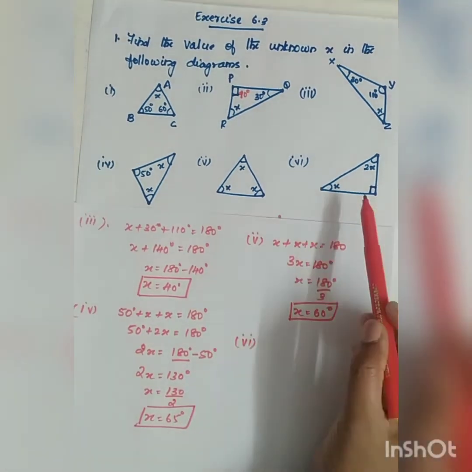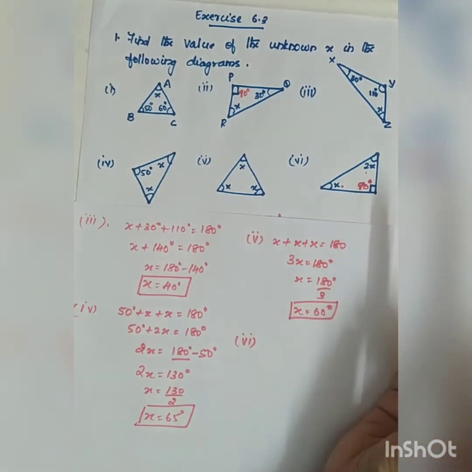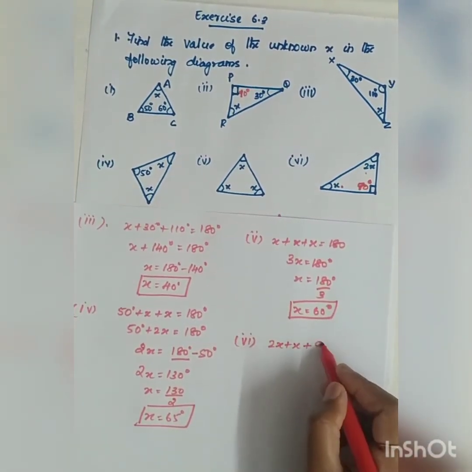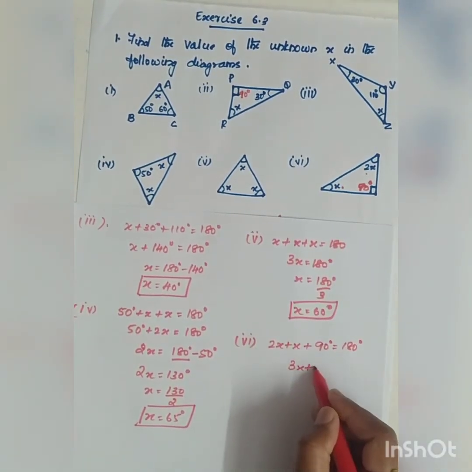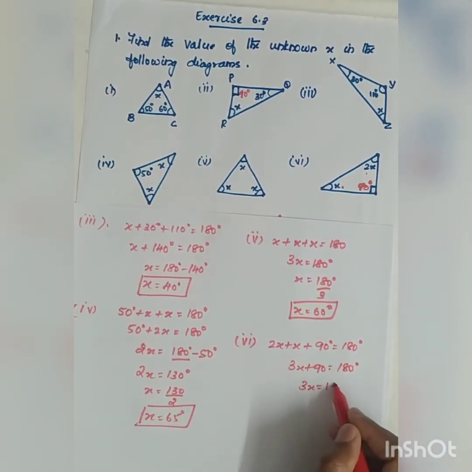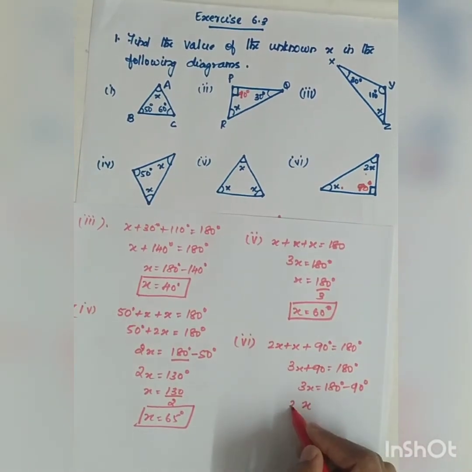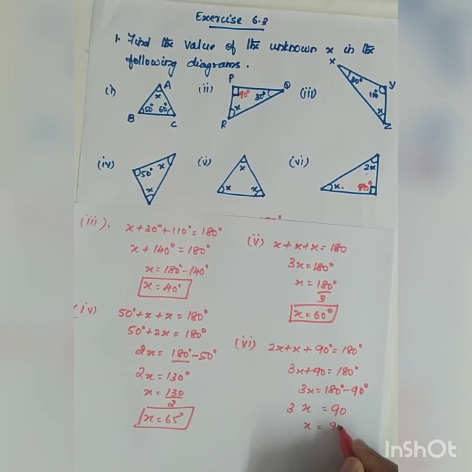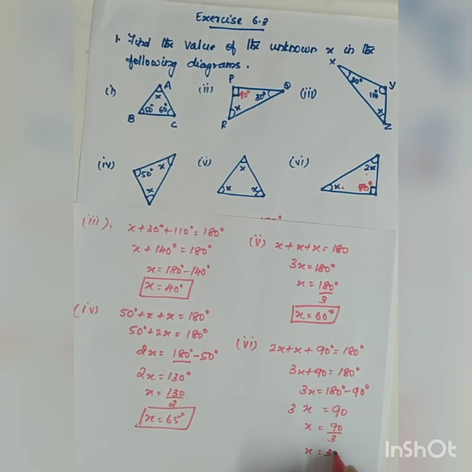In the final question, similarly here it is 2x, x, and this is equal to 90 degrees. So we can write the formula 2x plus x plus 90 degrees is equal to 180 degrees. So 3x plus 90 is equal to 180 degrees. Therefore 3x is equal to 180 degrees minus 90 degrees. 3x is equal to 90 degrees. So we get x is equal to 90 divided by 3, which is 30 degrees.